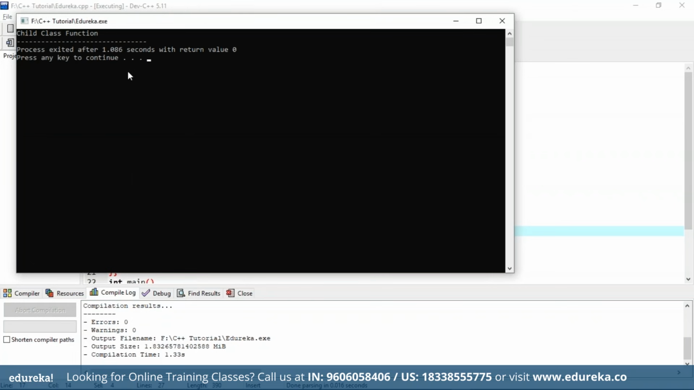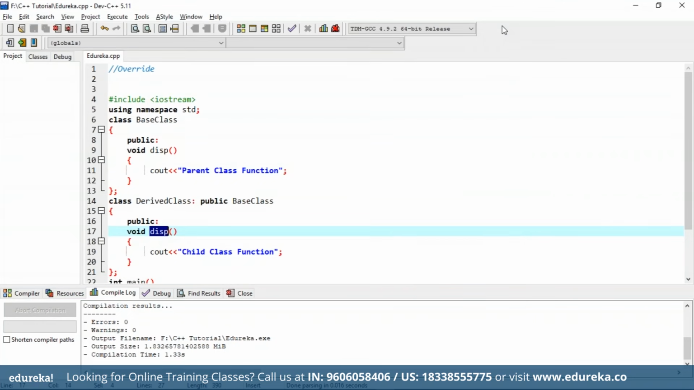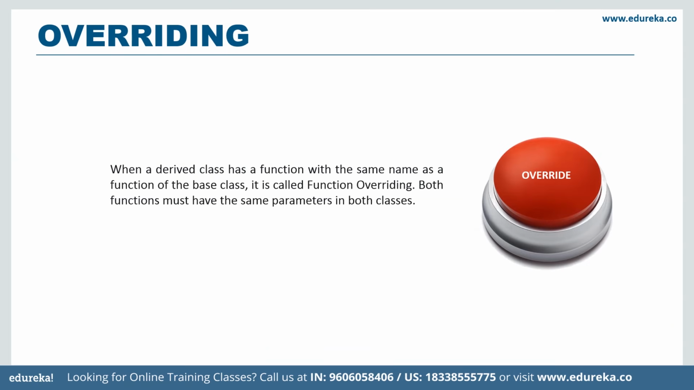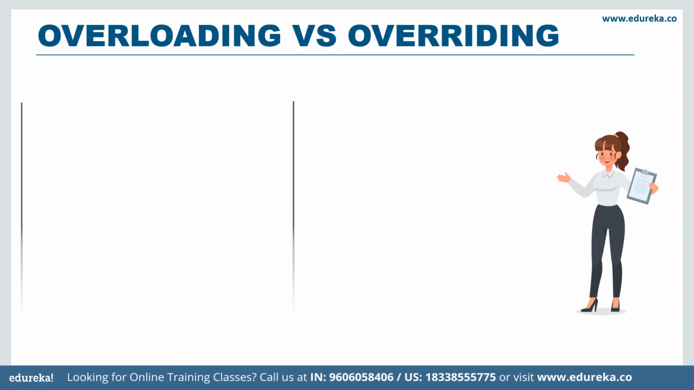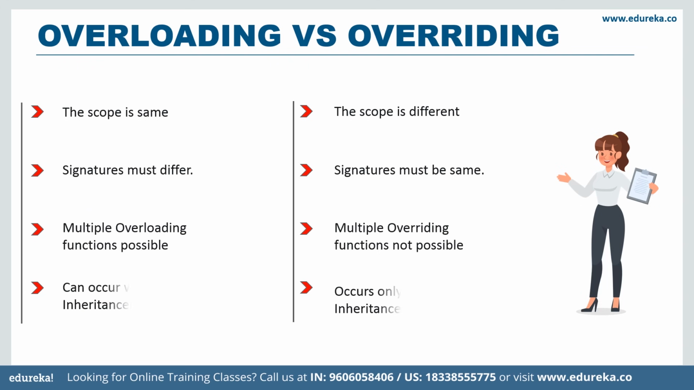You can see that the program has been successfully compiled and the output has been displayed here. So this is how overriding works in C++. Now let us take a step further and find out the differences between function overloading and function overriding. The first difference is that the scope is the same in overloading, whereas in overriding the scope is completely different.